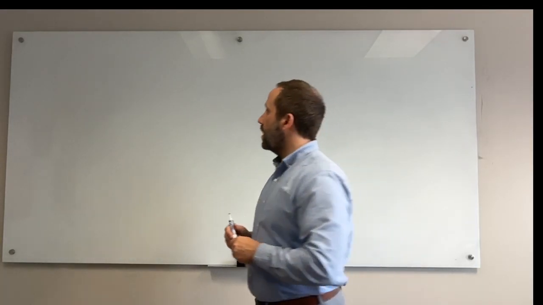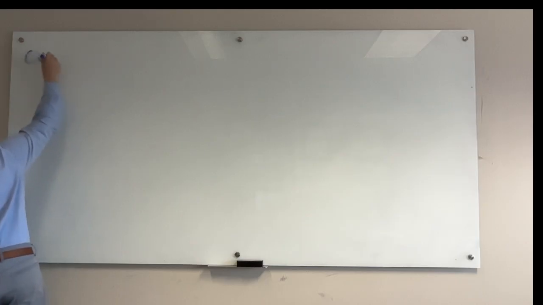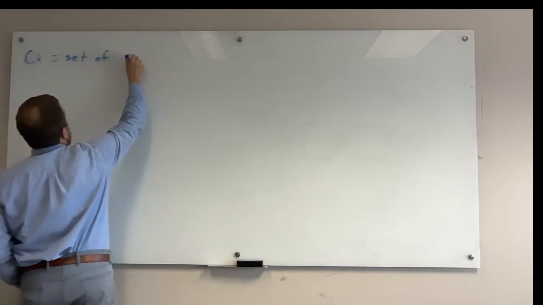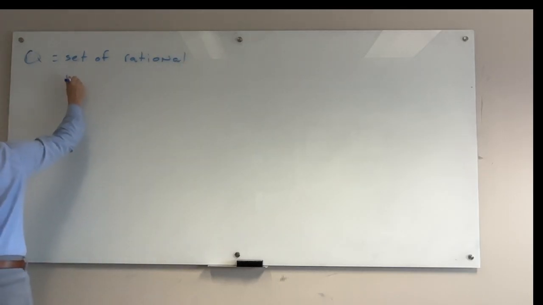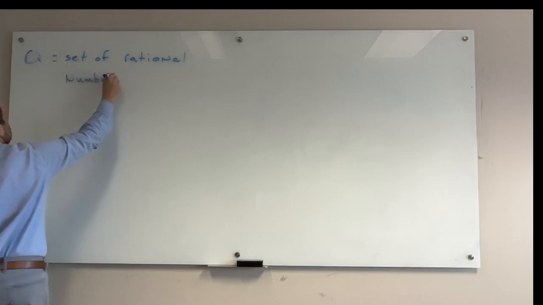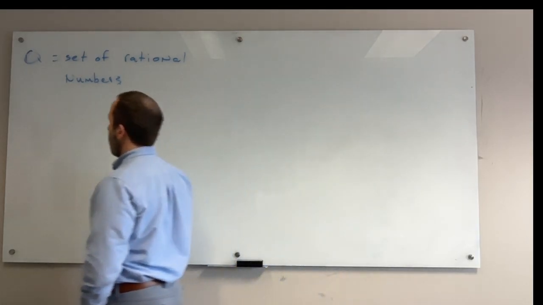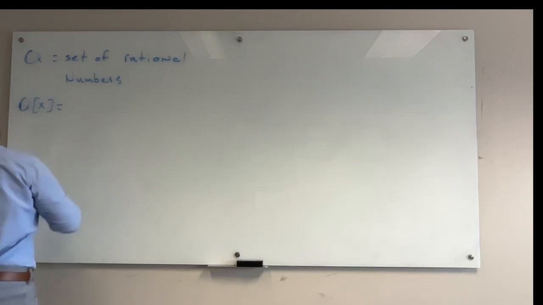So let's begin just by setting some notation. We're going to have Q. Q is the set of rational numbers, standard notation there. And then we can look at the following. We can look at the ring of polynomials with coefficients in Q.